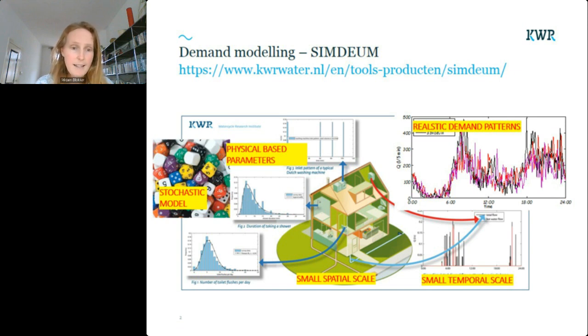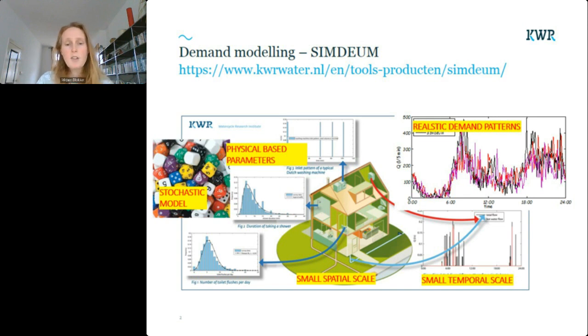It's a stochastic model, as the process itself is also stochastic. In this case, it means we do not have an input parameter that's a single value, like the number of toilet flushes per person is 6, but it's actually a probability distribution, in this case, a Poisson distribution. So with a random number generator, you can then get in a specific model run a specific value for the number of toilet flushes or for how long people take a shower, for example.